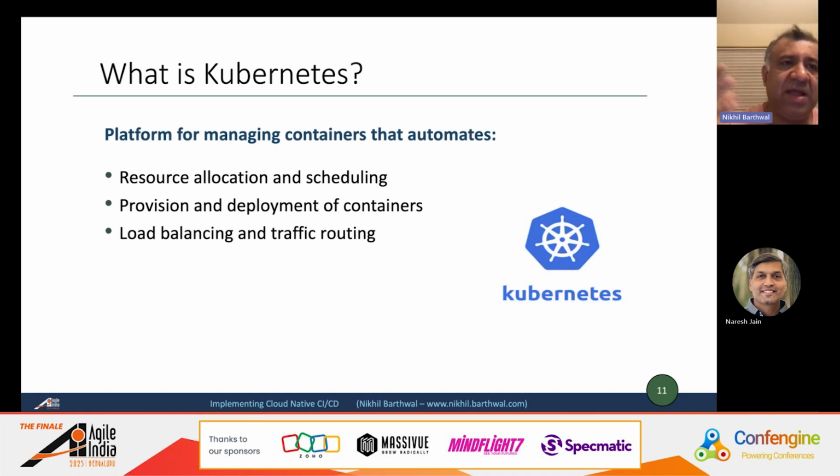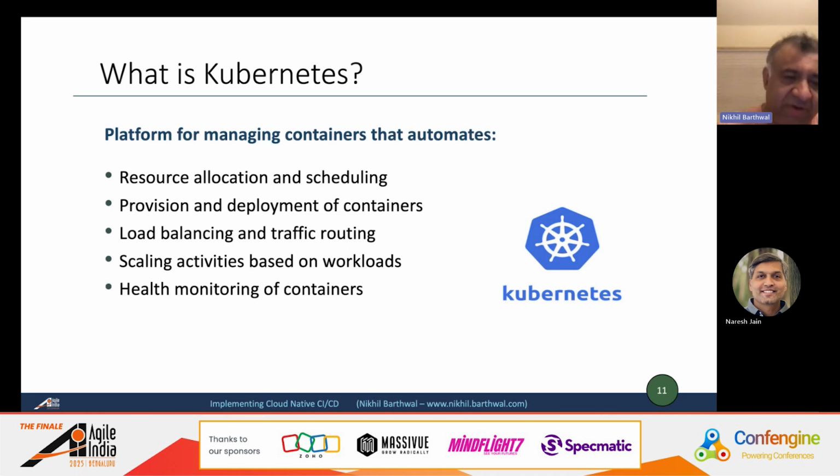Kubernetes has a scheduler basically that does health check on the containers, and if the containers fail, you can redeploy. You can scale based on workloads, auto scaling, scale up, scale down, health monitoring. We talked about it. It handles all that.